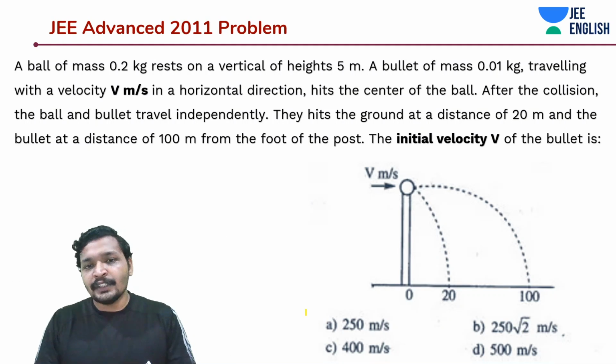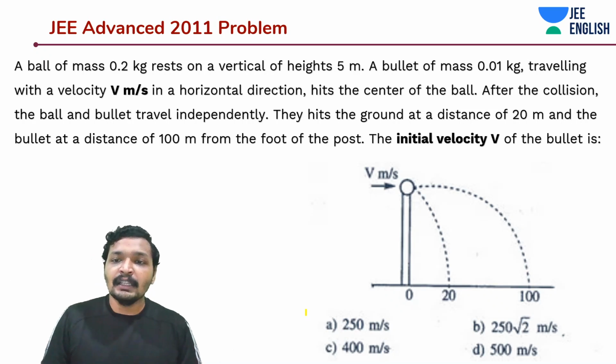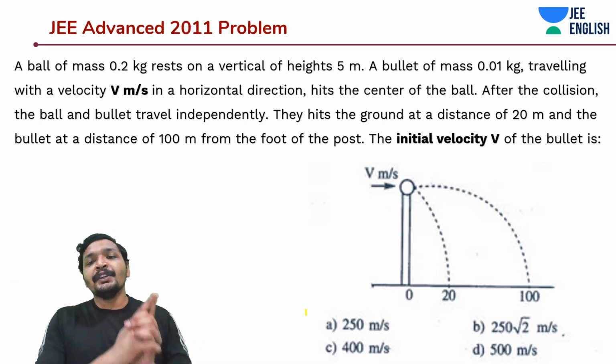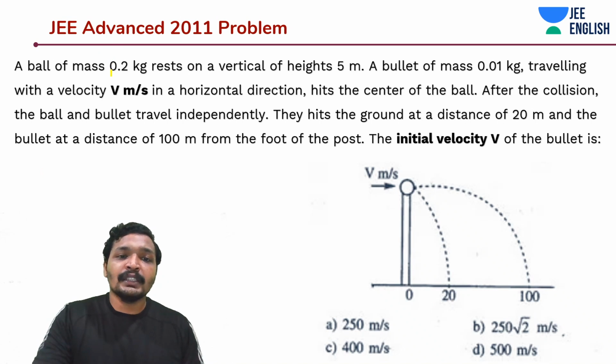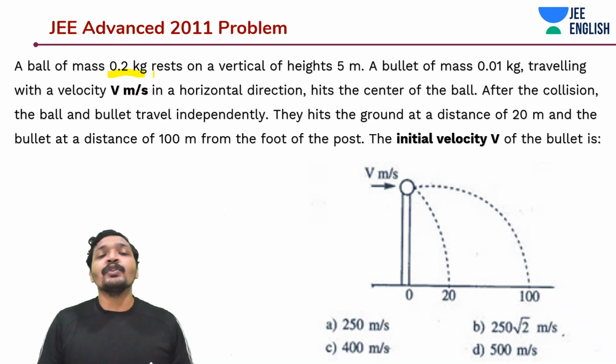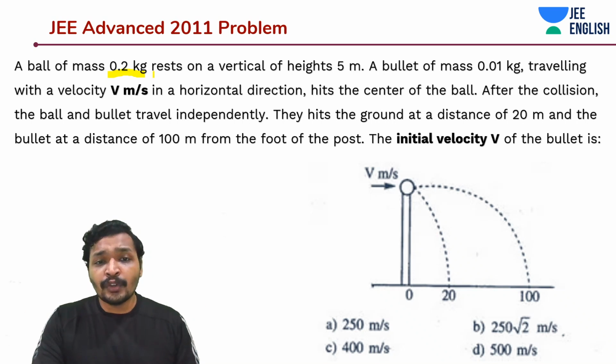And apply the conservation of momentum. You initially know that the bullet was traveling with v meters per second, and that should be v into 0.01 kg, the mass of the bullet, is equal to the mass of the ball, given as 0.2 kg, so that is 0.2 into 20, which is 4, plus 0.01 into 100, which is 1. So total 5.